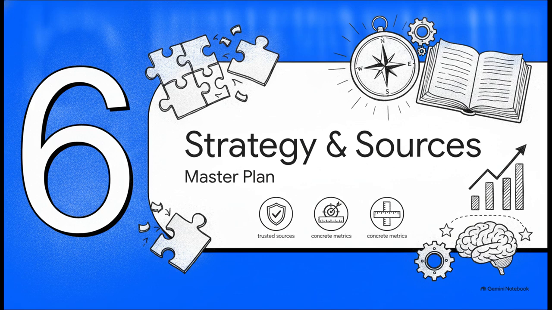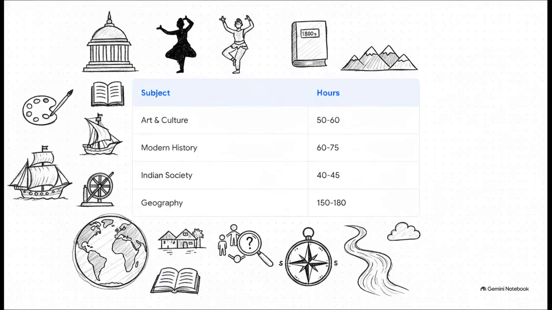And finally, Section 6, Right Strategy and Sources. Consolidating your master plan. We've deconstructed the syllabus, now let's turn this into a highly actionable payoff. We're going to consolidate your master plan with concrete metrics and trusted sources. Let's turn all that abstract advice into concrete data you can use to build your weekly study timetables right now.